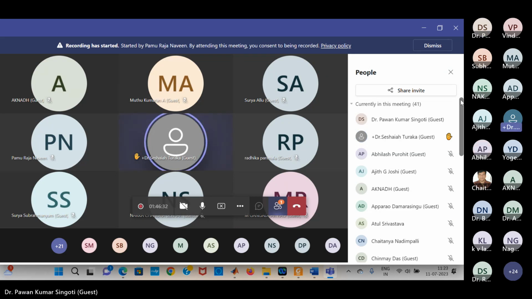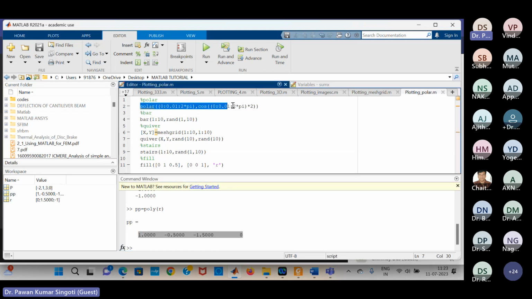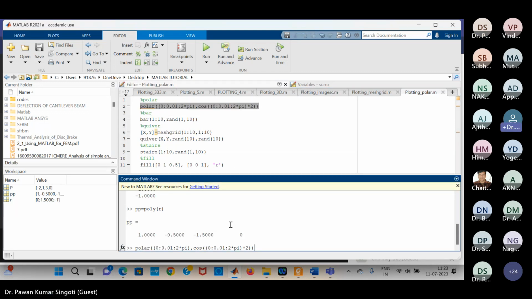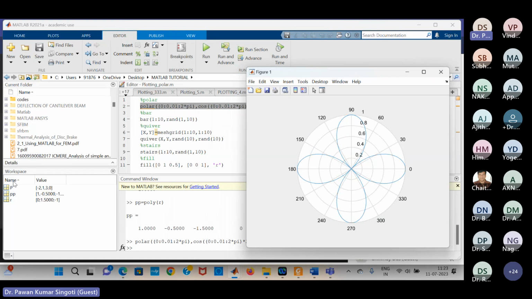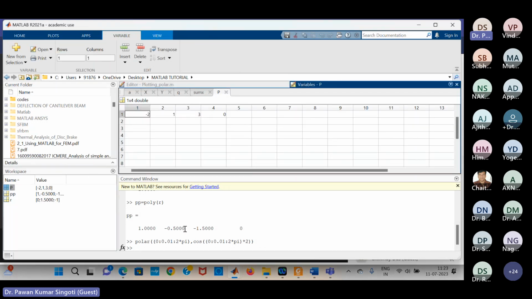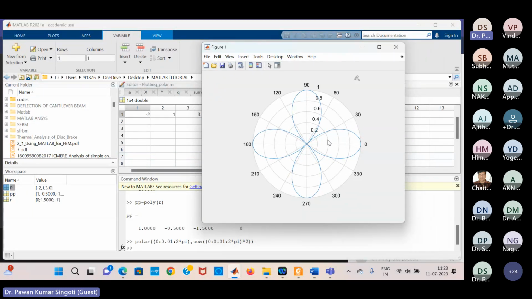Sir, one more doubt. We draw all the plots and figures in Origin. Origin is different software, but you can draw the same plots using MATLAB. As you can see, with a single command I have shown you this polar plot also. It gives you an immediate plot. You are able to view the matrix over here, what command we are giving, and immediately you are able to see the output.